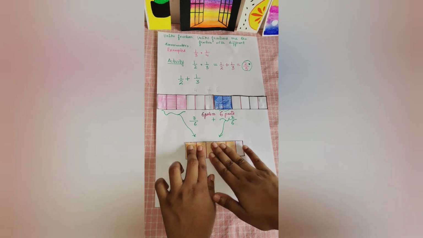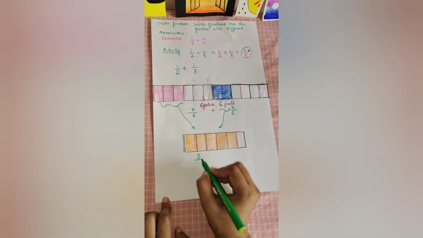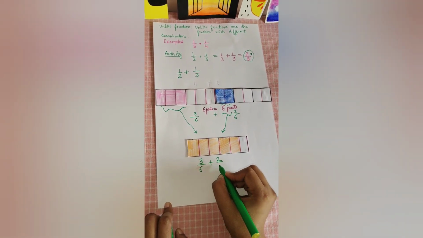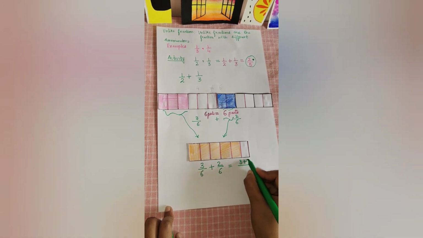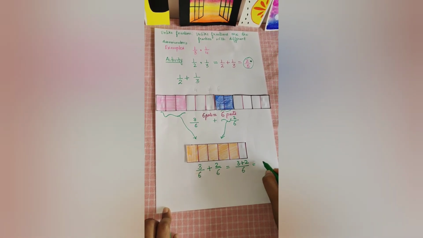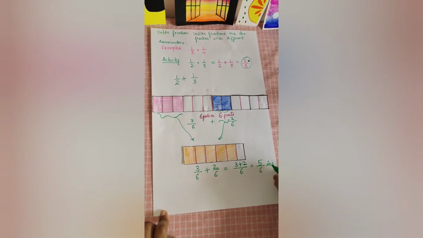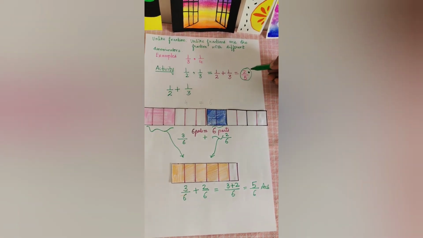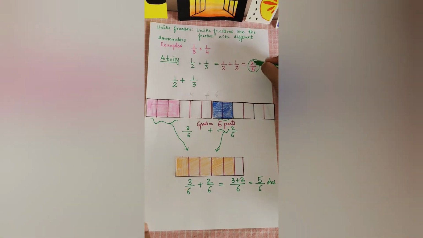Mention your answer, what you have got. 3 upon 6 plus 2 by 6. 3 plus 2 upon 6. So we have got 5 by 6. This is our answer. This is not our earlier answer. In the beginning of the video, I told you the answer might be 2 by 5. This is not the answer.